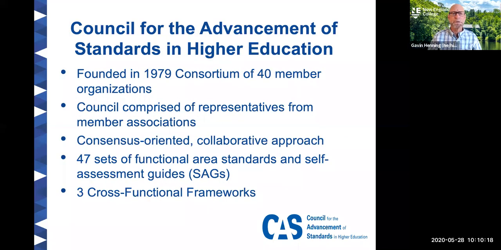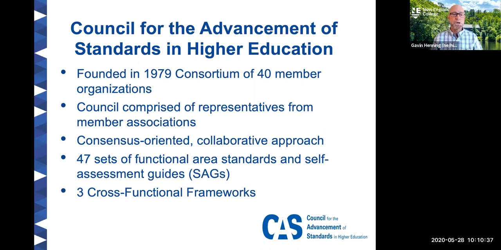But first, we'll tell you a little bit about CAS. So if you're not familiar with CAS, it's actually a consortium of 40 member organizations. It was founded in 1979 with a small group of organizations that now has grown up to 40, representing pretty much almost all the functional areas, primarily in student service areas in higher education.